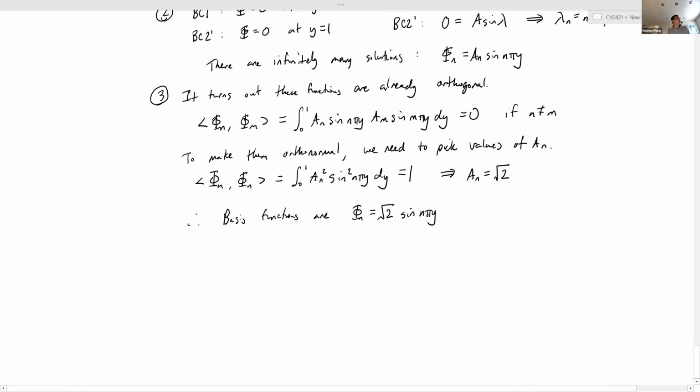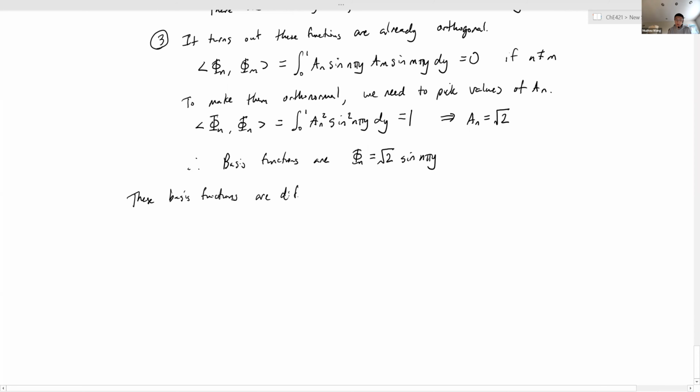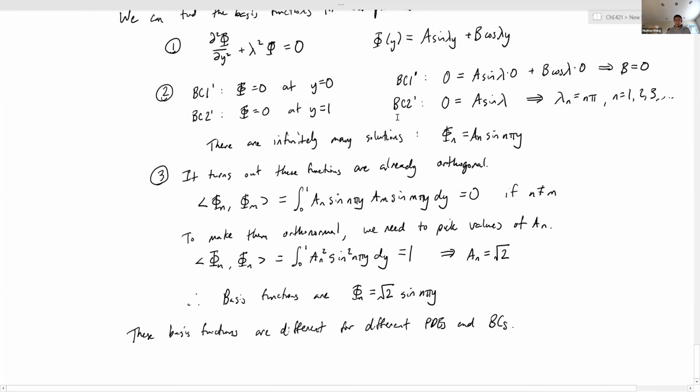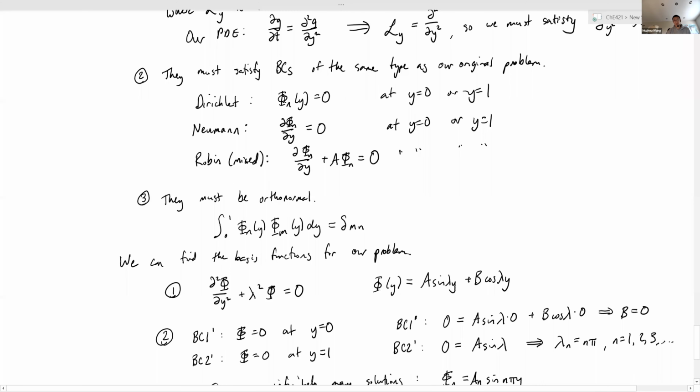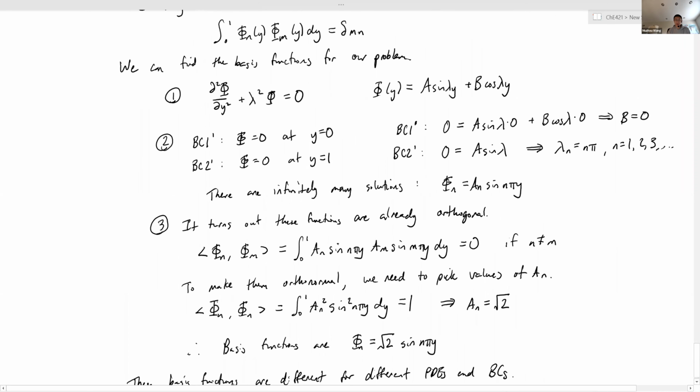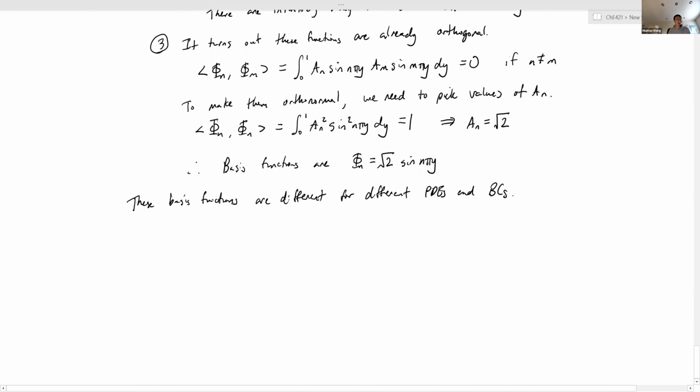It's 4 o'clock. The last thing I'll mention is that these basis functions are different for different PDEs and boundary conditions. And it turns out that there aren't actually that many different choices of PDEs and boundary conditions, right? There's a finite number. I showed you guys that there are some Dirichlet boundary conditions and Neumann boundary conditions and stuff like that. And so instead of actually going through the process of finding what the basis functions are, a lot of times you just look them up.